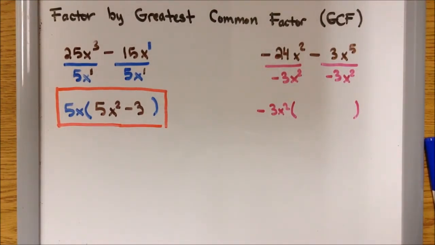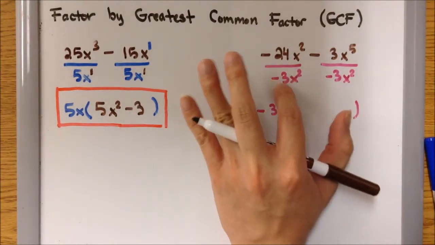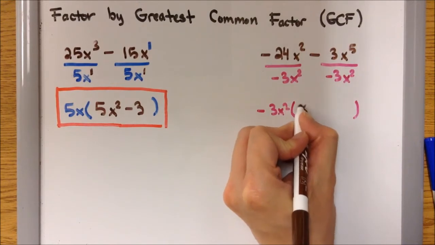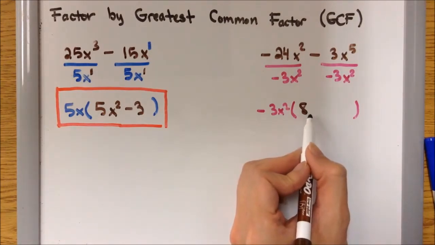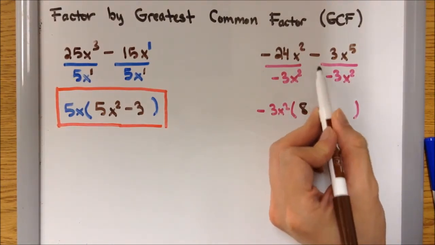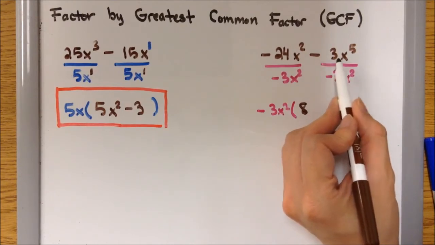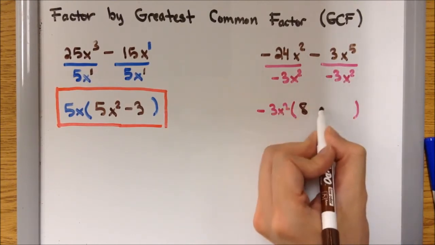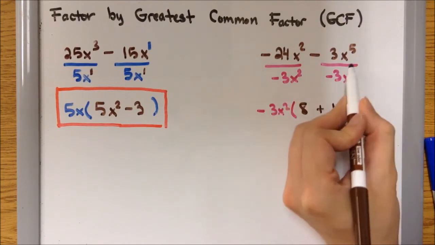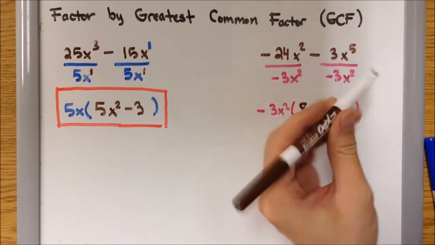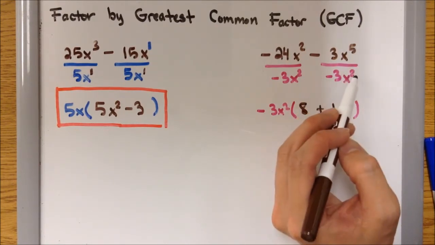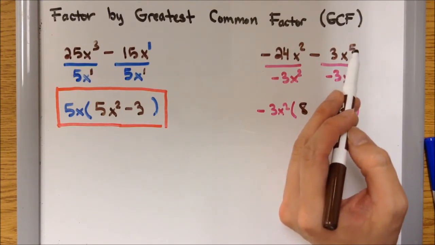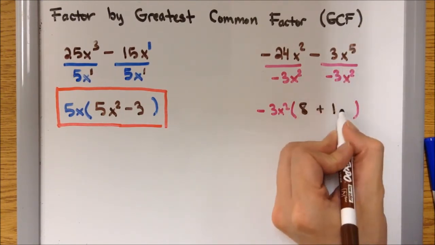Alright. To take a look at each part individually, negative 24 divided by negative 3 will be a positive 8. X squared divided by x squared will be simply 1. So 8 times 1 is just 8. Then moving on to the next part, negative 3 divided by negative 3 will be a positive 1. X to the 5th divided by x squared. Since they're the same letter and they're dividing, I'm going to subtract the exponents from top to bottom. So again, from top to bottom, 5 minus 2 will be x to the 3rd.